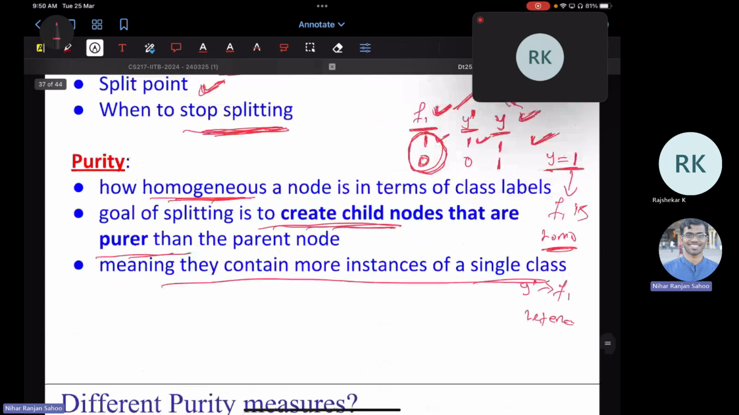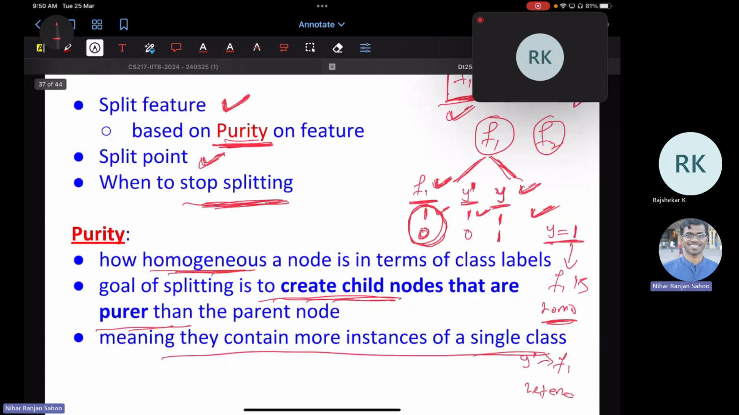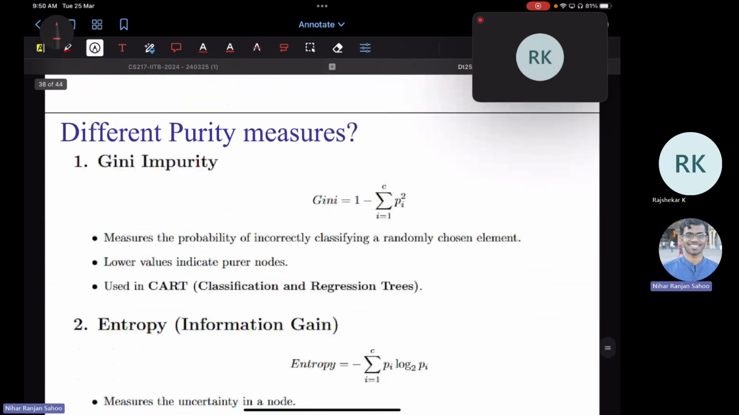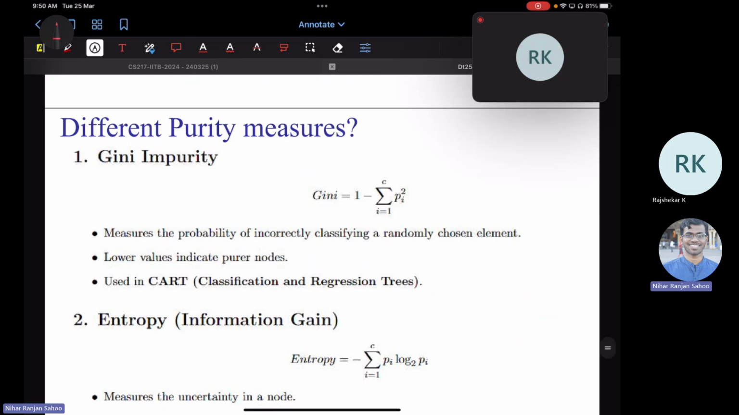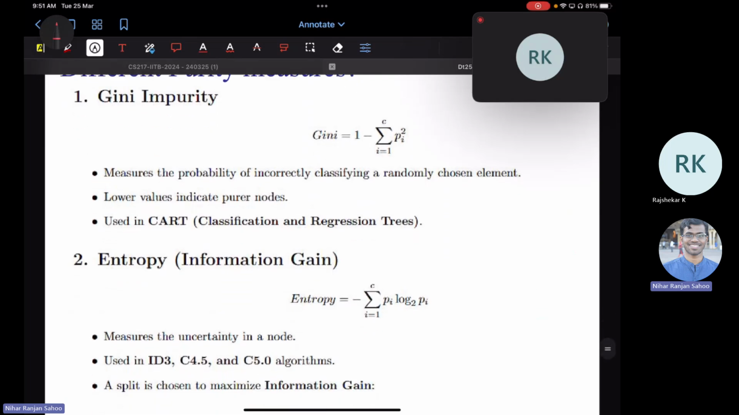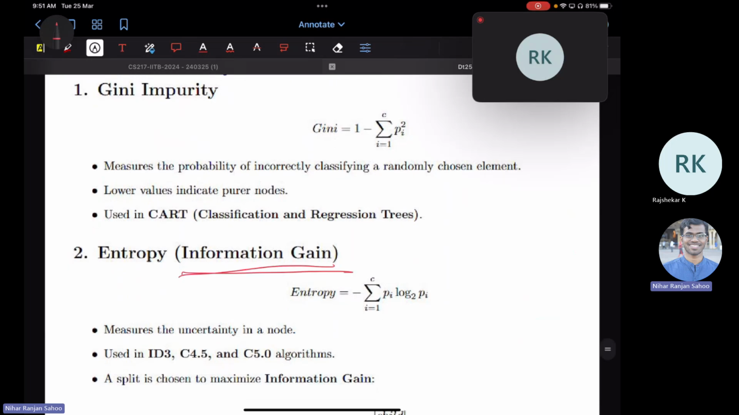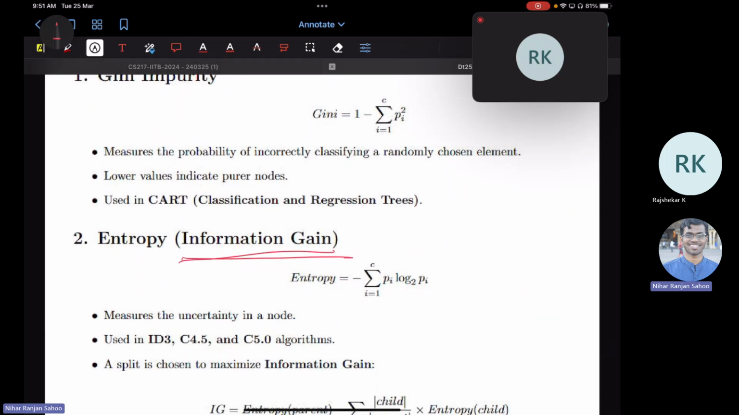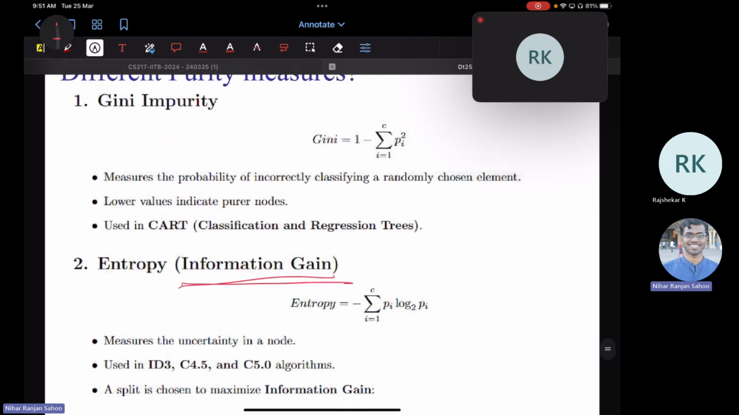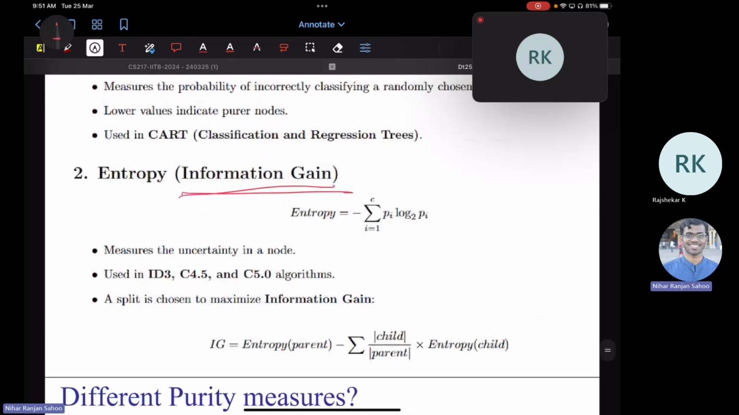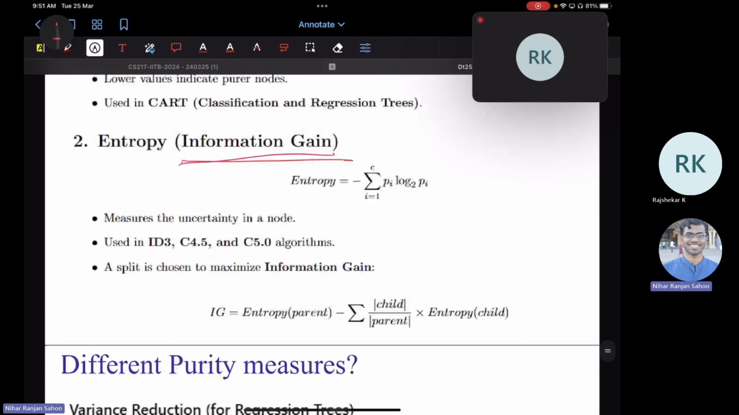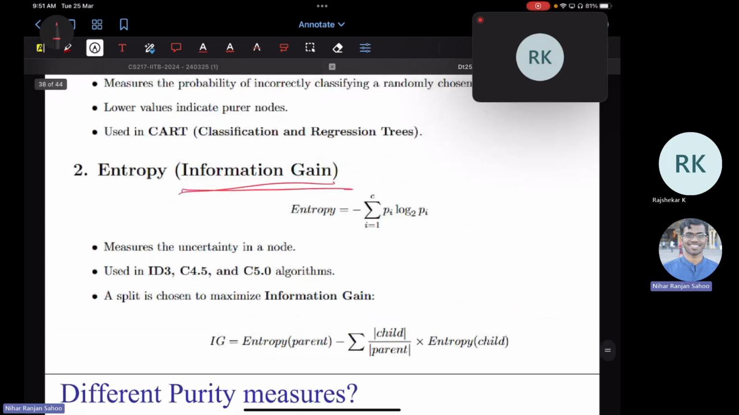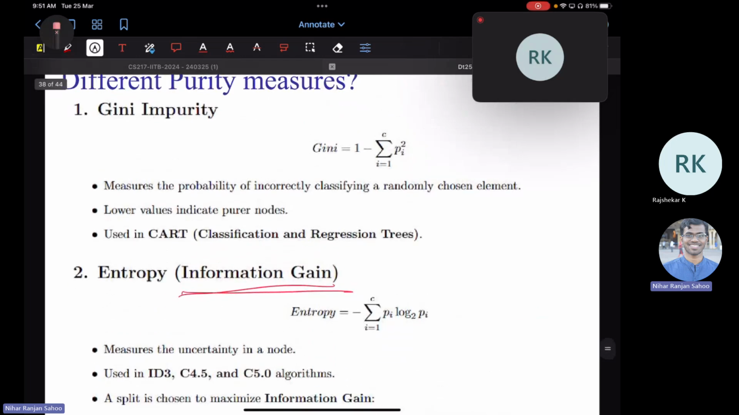So what are the general functions for computing this purity? I have mentioned I will be discussing 3 functions, but there are many more functions available depending on the data set type. We can explore. One is Gini impurity, and one is information gain, which relies on entropy. The example we will do is based on entropy, but in quizzes or exams you might expect questions on Gini impurity or variance reduction, right? There is not much difference, just the formula is different, nothing else.